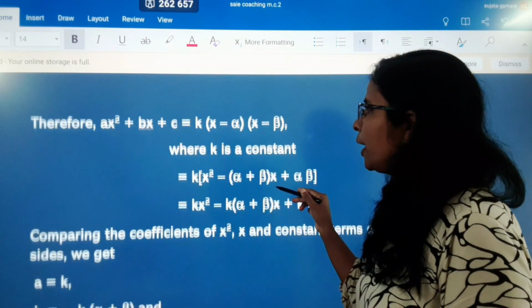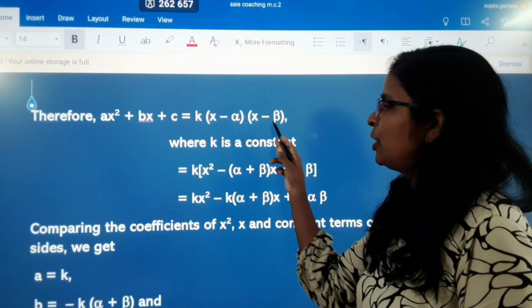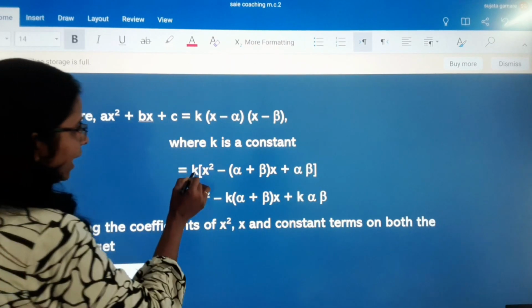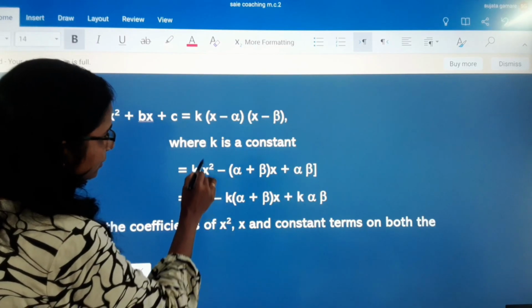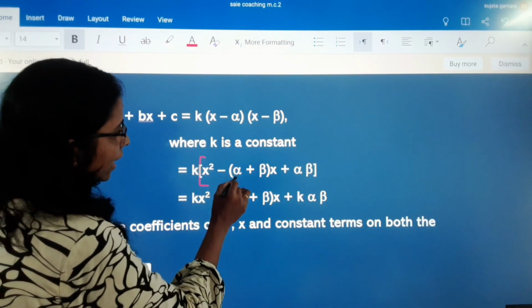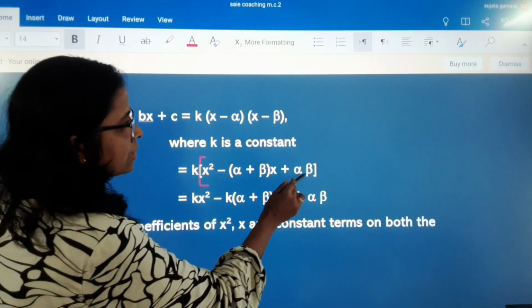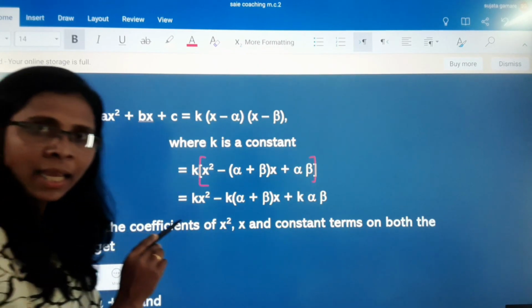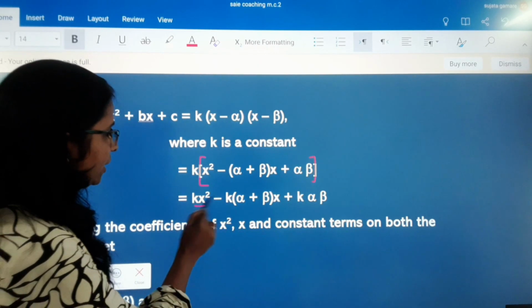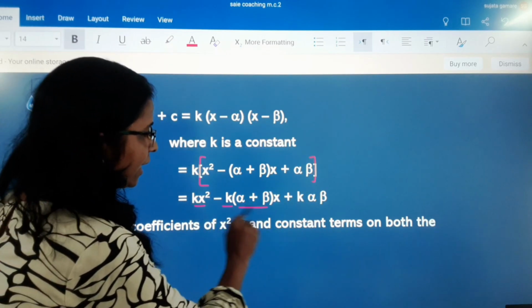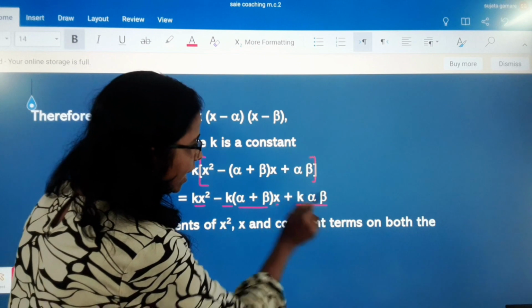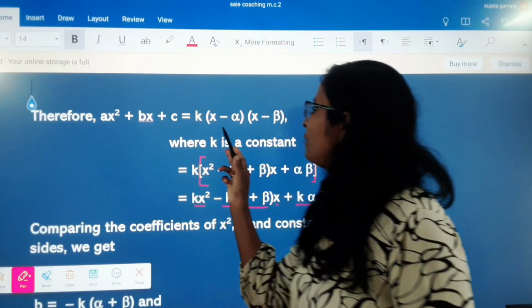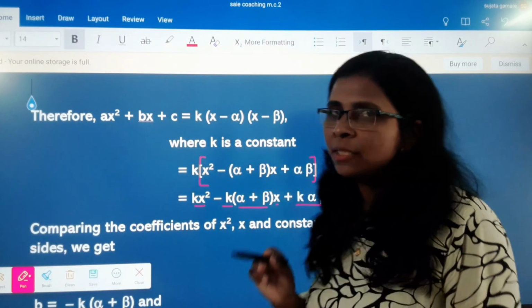So now here if you expand this expression then we get k multiplied by x square minus alpha plus beta into x plus alpha beta, which is equal to, multiplying by k, kx square minus k times alpha plus beta into x plus k alpha beta. Okay, so this is the expansion of k into x minus alpha and x minus beta.